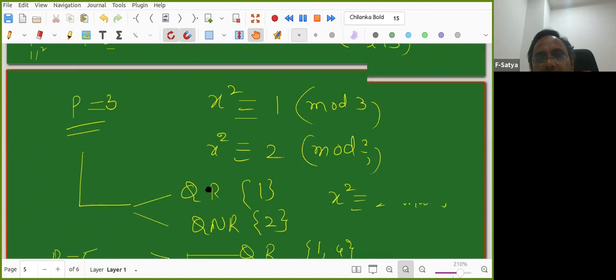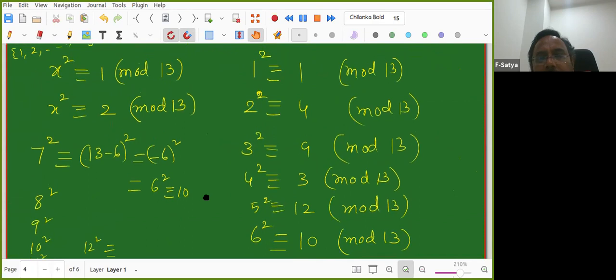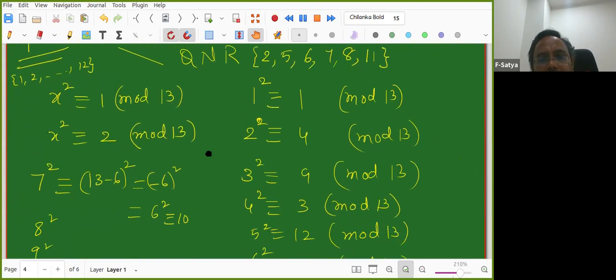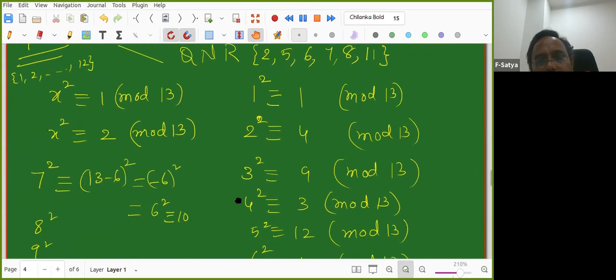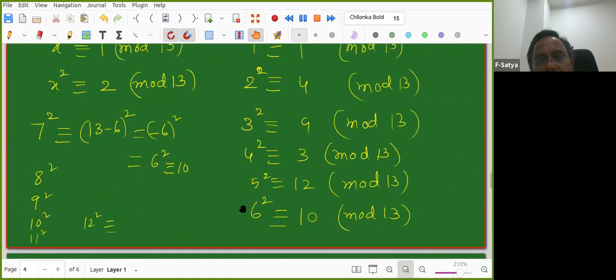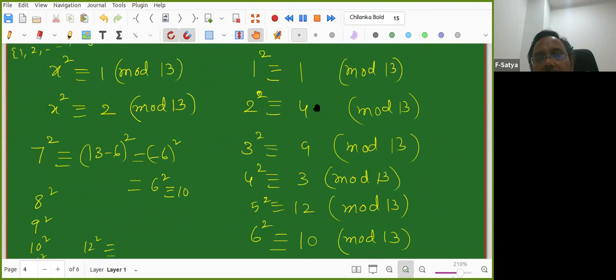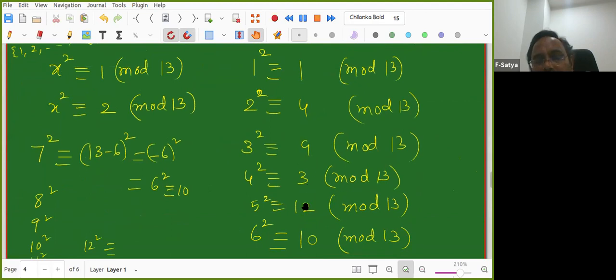See, earlier when we were computing modulo 13, we took 1 square, 2 square, 3 square, 4 square, 5 square, up to 6 square. Now, 1, 4, 9, 3, 12, 10 are all quadratic residues modulo 13. But I also need these to be distinct. If they are distinct, I am done. Are you following?